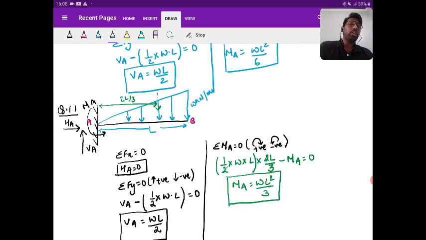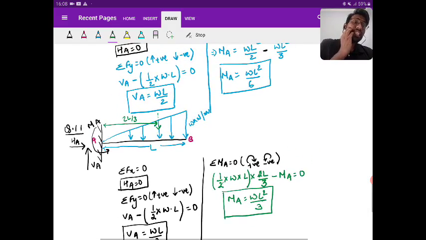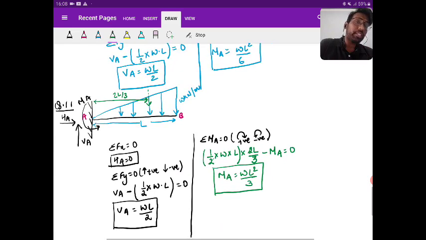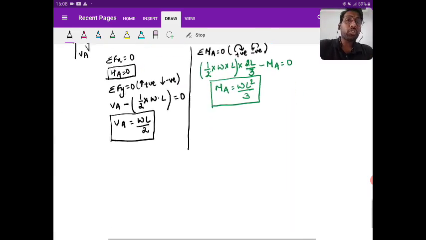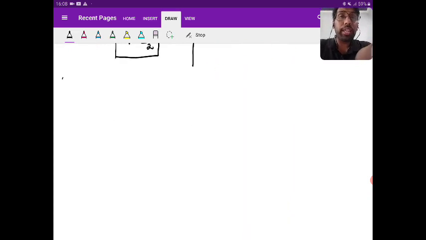Is it clear? So again, the importance lies in the concept. Is it clear? Solve the next.